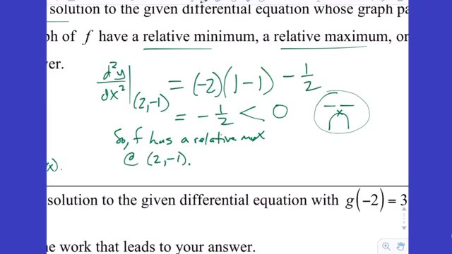So if the second derivative is less than 0, the graph of f is concave down at the critical value, and therefore by the second derivative test, the solution curve f of x has a relative maximum at the coordinate 2, -1, and I like cheese.